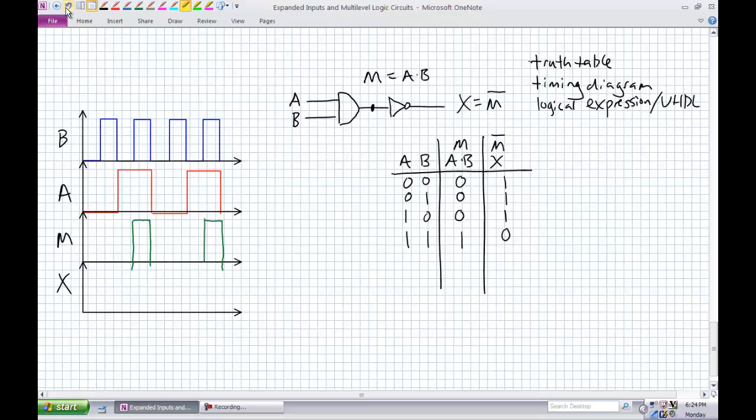It's the inversion of M. So simply invert M. Stay within the lines here. That is my output for my timing diagram. Pretty simple. So we did the truth table, we did the timing diagram.